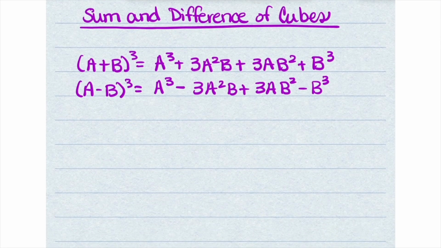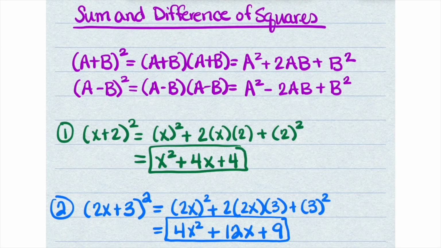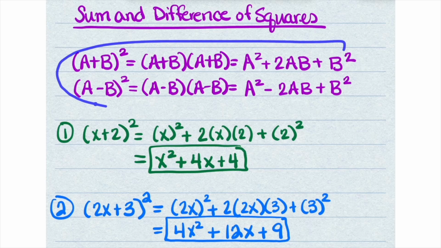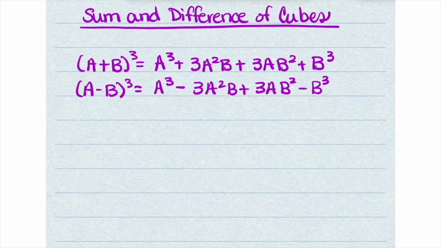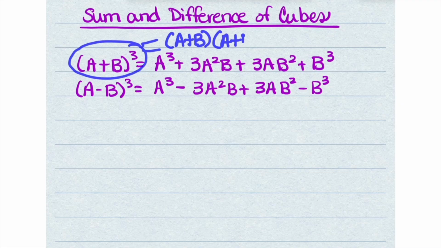This is a sum and difference of cubes. You notice it's kind of similar to the squares. Okay, and so now we're doing the sum and difference of cubes. It's a little bigger. Now, this right here does mean a plus b times a plus b times a plus b. So if you don't have this memorized, you could still do this.